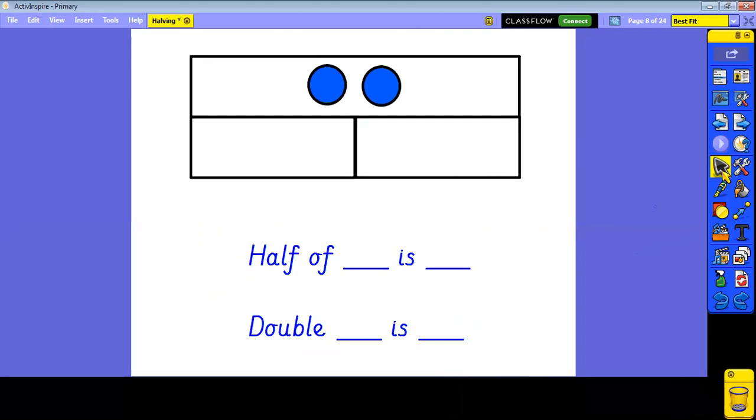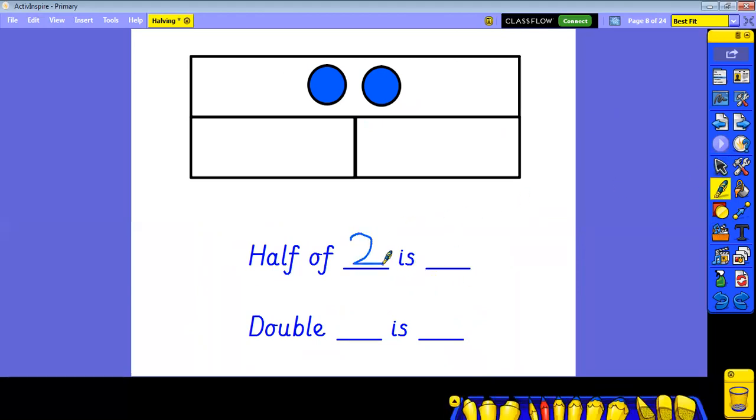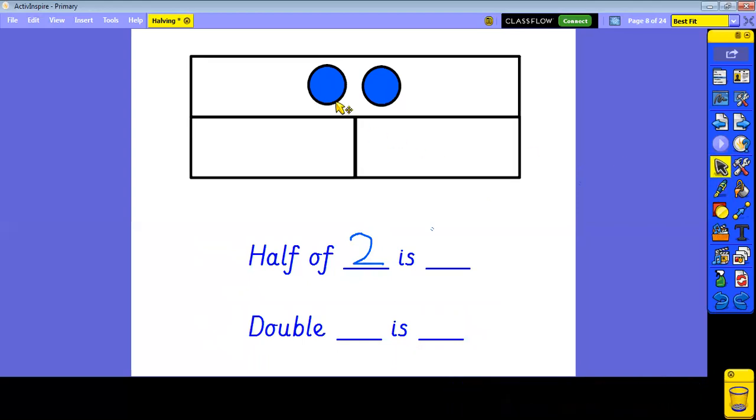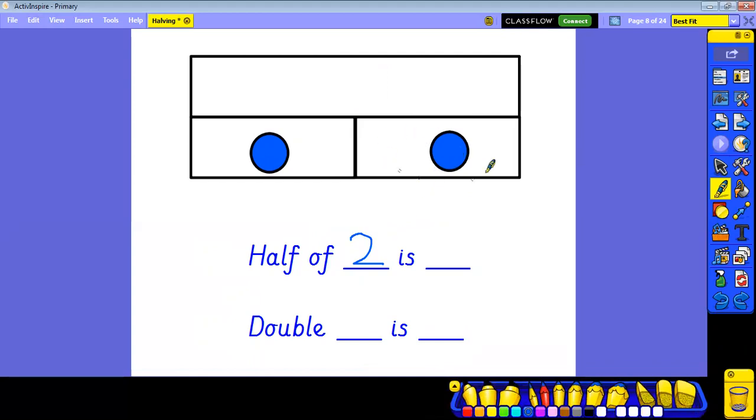Let's have a look at this then. Our whole is, how many counters do we have in the top part of our bar model? Fantastic, we've got 2. So our whole is 2. And we're going to find, first of all, half of 2. So half of 2 is, well, what do I have to do to find half? I have to split these into 2 equal groups. So 1, 2, there we go. So half of 2 is 1.